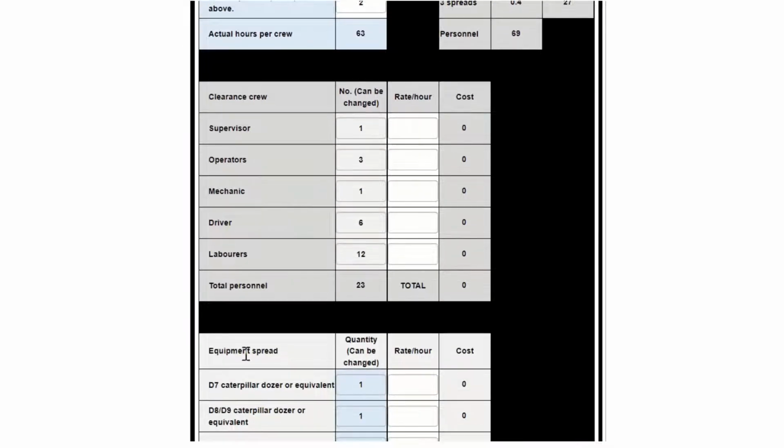Carrying on down, we come to the numbers and categories of personnel in a crew or spread, where cost rates have to be entered in order to come up with an estimate. Then we come to the equipment items normally considered necessary in a single site clearance spread, where again cost or hire rates must be entered. However, based on experience, user is at liberty to change equipment types and numbers, together with changes to personnel, if considered necessary to get a more accurate estimate.